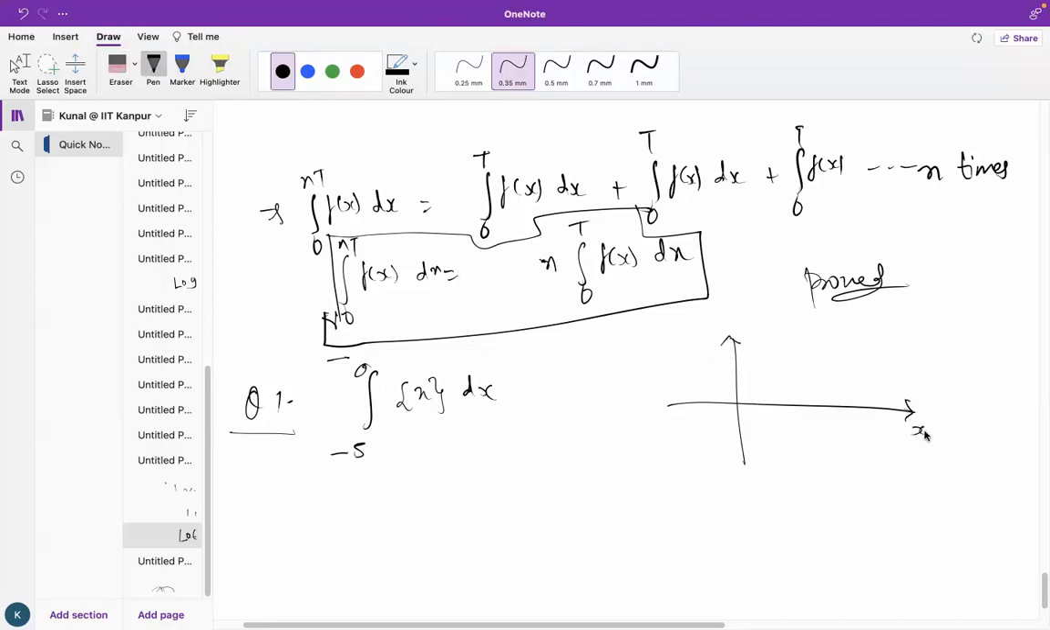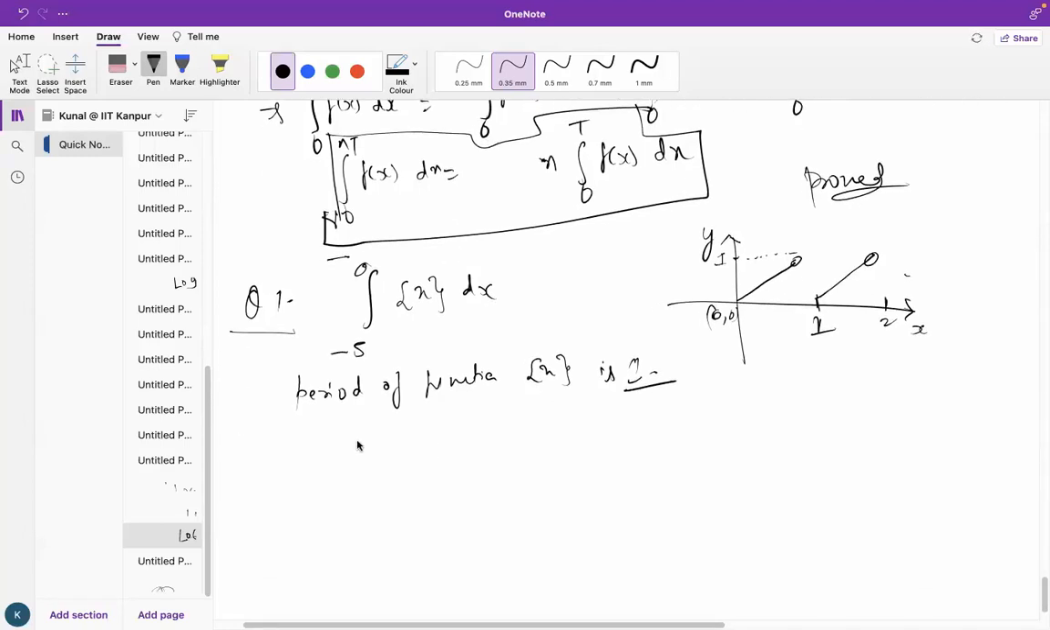This is our x-axis, this is our y-axis, and the graph of the fractional part of x looks like this. This is 1, this is 1, this is the origin (0, 0), this is 2, and the graph follows the same pattern. So the period of the function, the fractional part of x, is 1. Okay, so we are going to apply this property here.